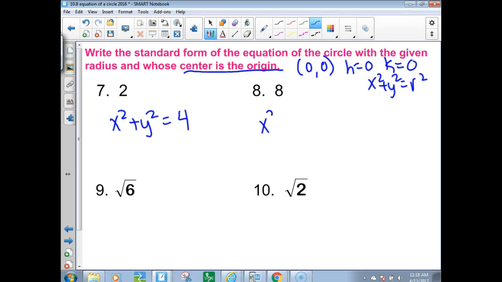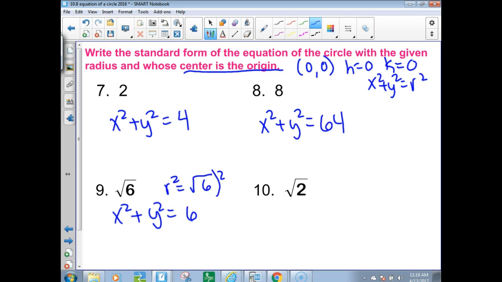So number 8 would be x squared plus y squared equals 64. We can just square those, right? That's the radius. But what happens when you square the next one? It just comes out as 6, doesn't it? R squared would be the square root of 6 squared, and that is 6. Here, r squared was 2 squared. That was 4. Here, r squared was 8 squared. That's where we got 64.